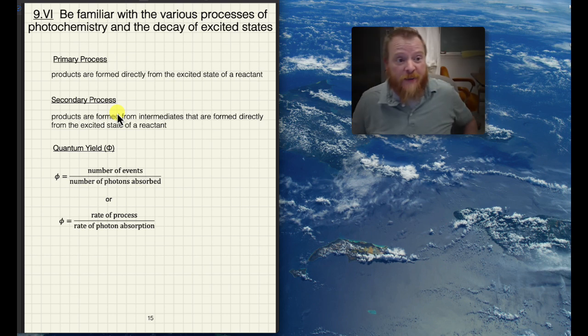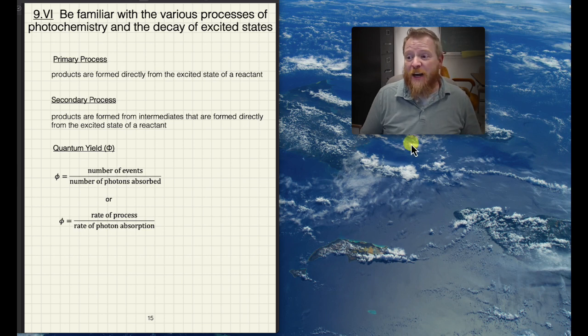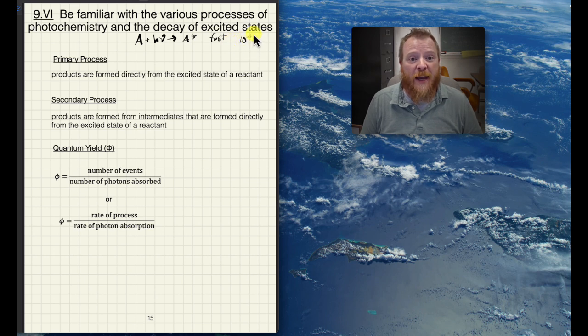Our primary process, products are formed directly from the excited state of a reactant, or the secondary process, where the products are formed from the intermediates that are formed directly from the excited states of a reactant. So for example, if we set this up like a mechanism, we can say A absorbs light and forms some excited state. This process is crazy fast, like something on the order of 10 to the minus 18 seconds for the lifetime. And then A star may directly proceed to products.